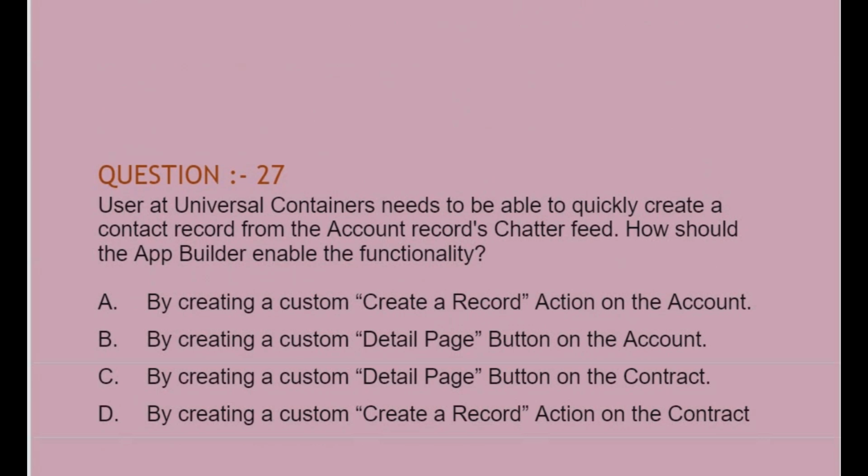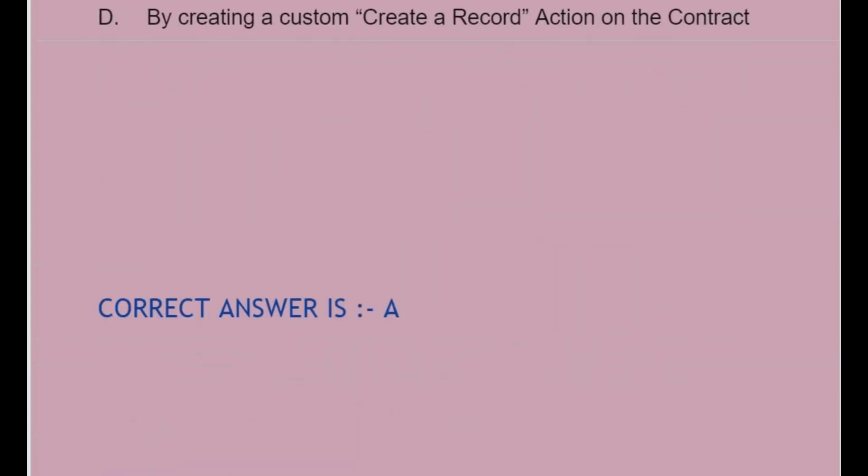Question is user at Universal Containers needs to be able to quickly create a contact record from the account records chatter field. How should the app builder enable the functionality? Option A, by creating a custom create a record action on the account. Option B, by creating a custom detail page button on the account. Option C, by creating a custom detail page button on the contract. Option D, by creating a custom create a record action on the contract. Correct answer is option A.